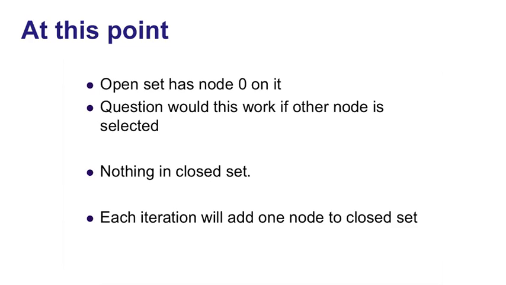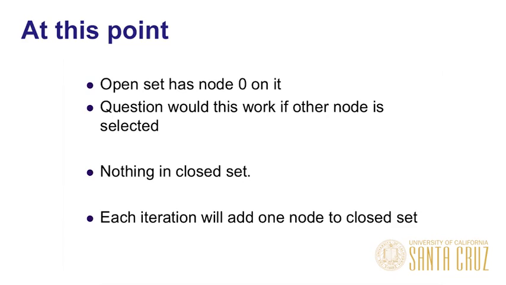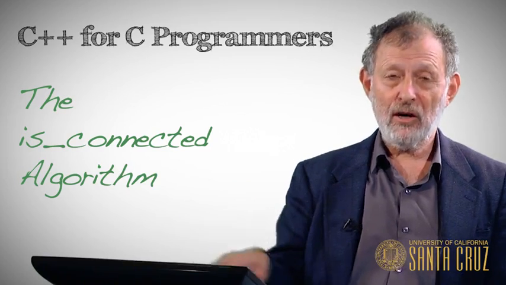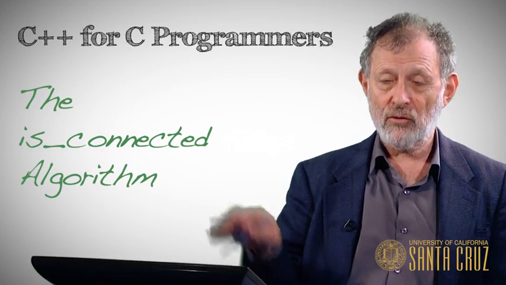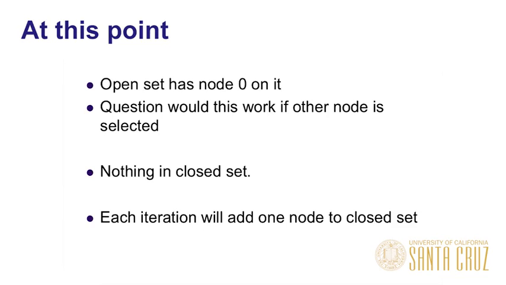So at this point, the open set has node 0 on it. It could work if any other node is placed in it. There's nothing special about 0 to determine whether the graph is connected or not. Nothing is yet in the closed set, and each iteration will add one node to the closed set and possibly many nodes to the open set, or maybe not. We're still going to the open set each time as long as there are entries in the open set, and we have not yet worked out whether the graph is connected.